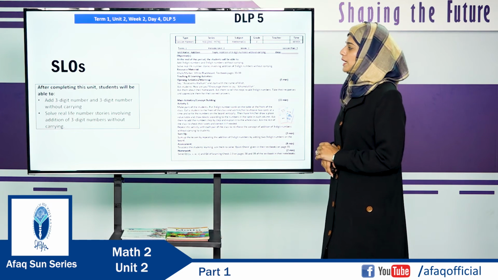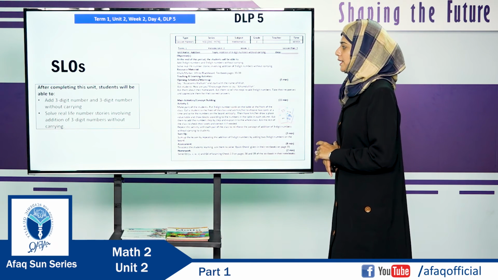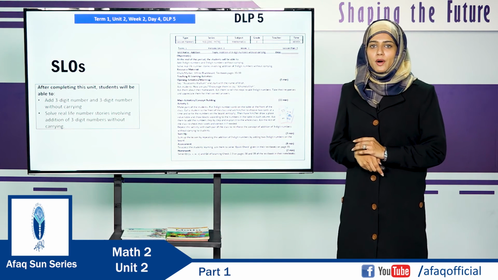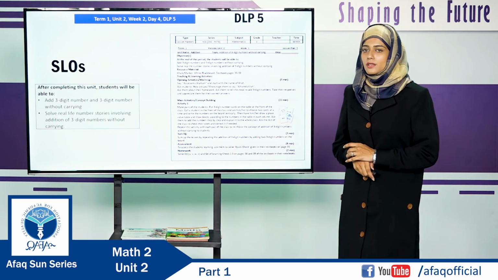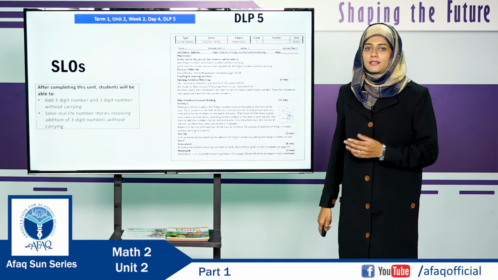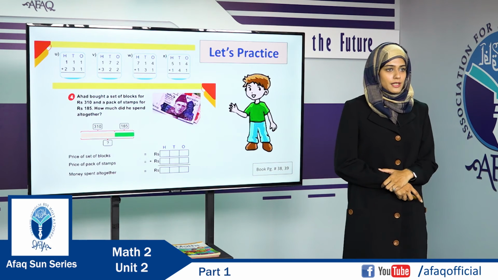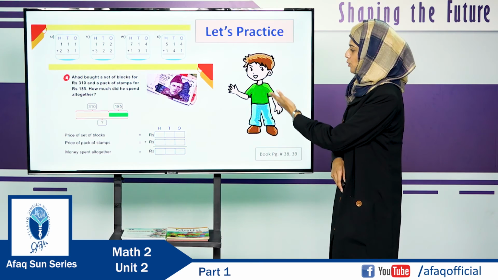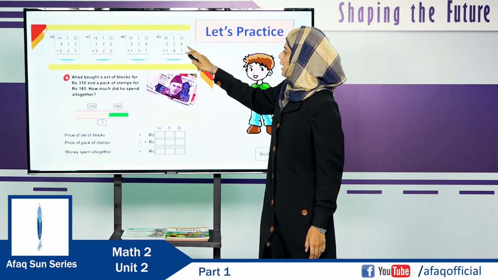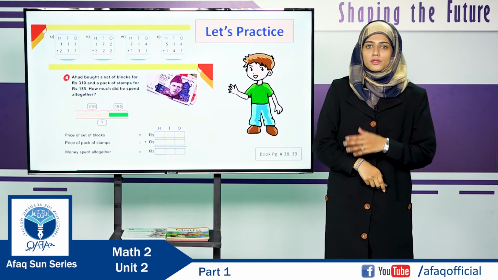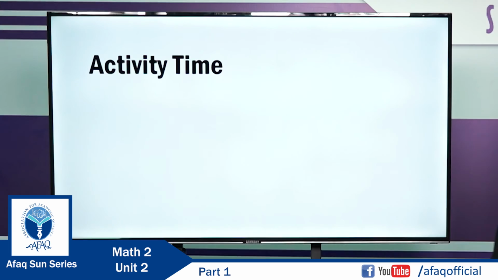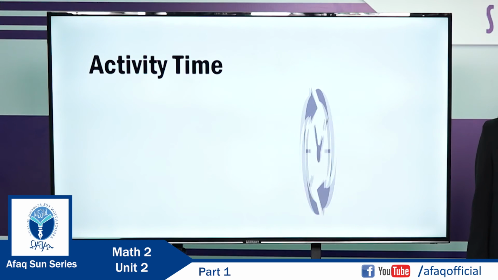In this SLO, we are going to add 3-digit number and 3-digit number without carrying. To cover this, the methodology has been provided in DLP5, which falls in Term 1, Unit 2, Week 2 of Day 4. Let's see the exercise. On page number 38 and 39, we have some questions. One is a statement question and these are 3-digit numbers you have to add. Now solve this exercise on your own and have it checked by the teachers or parents. This is an activity time. Let's see the other concept.